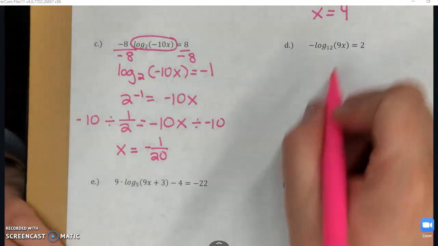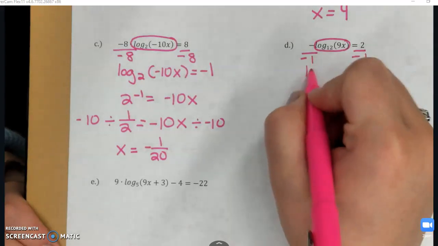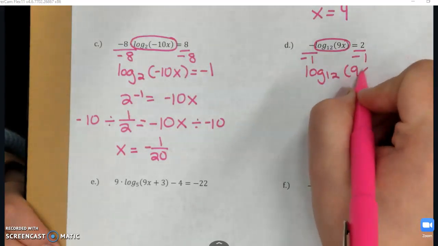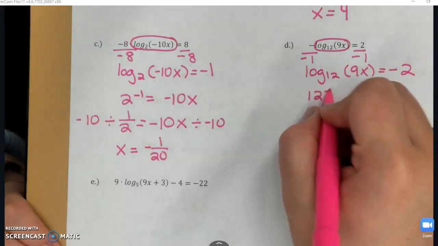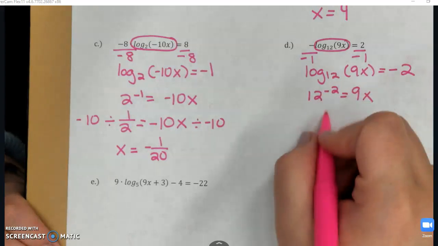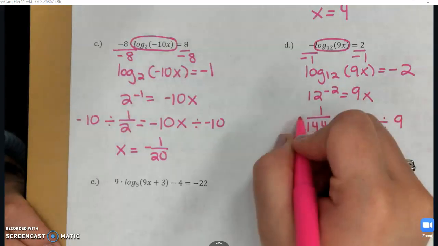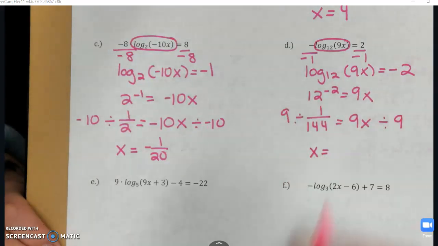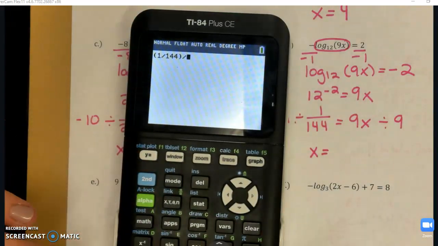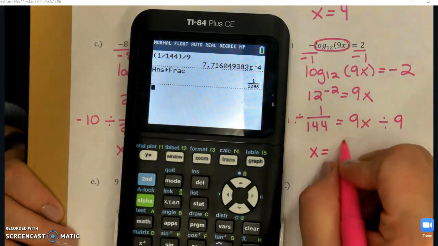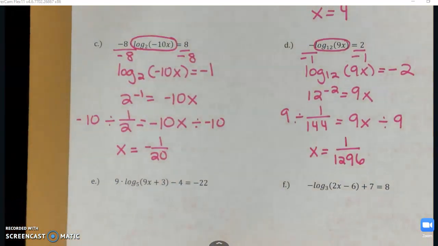All right, on to D. Here's my log expression. I need to get rid of that negative. So this is by itself now. So 12 to the negative 2 equals 9x. That's going to be 1/144. So again, I'm going to be dividing a fraction. So I'm going to use my calculator. 1/144 divided by 9. Math, enter, enter. There we go. Just 2 more left.